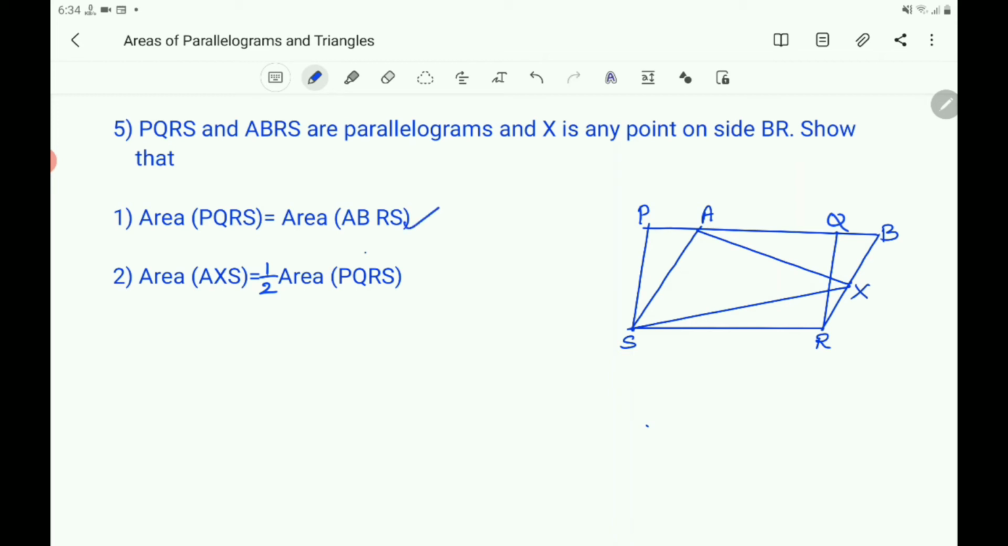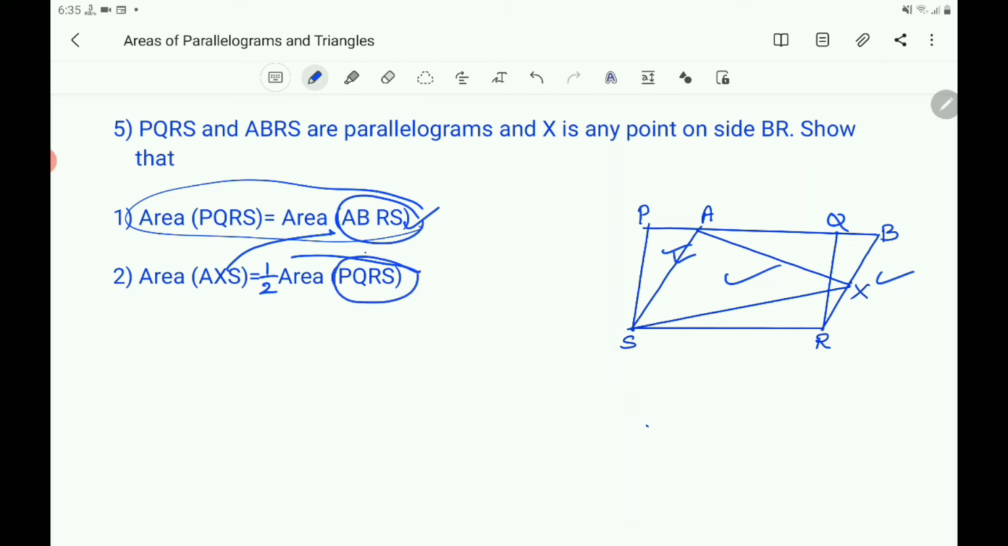Therefore, you can write this one. Second one: here you know that triangle AXS and parallelogram ABRS are on the same base AS and between the same parallels, BR parallel to AS. So the area of triangle AXS is half the area of parallelogram ABRS. But you know that these two are equal, so naturally you can write PQRS in the place of ABRS. So let us write here.